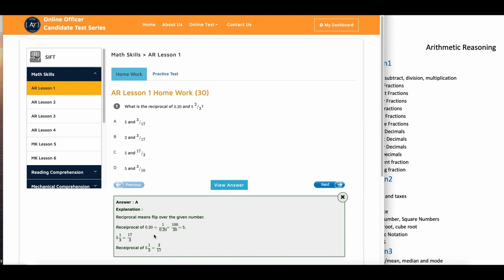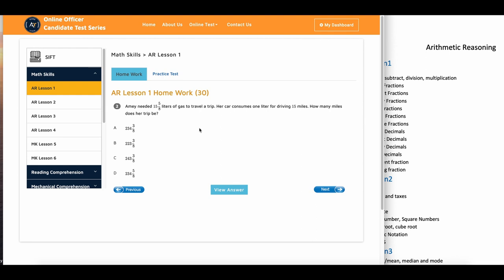So the reciprocal of 0.20 equals 1 over 20, and if you divide it, you get 5. The next one is 5 and 1/3. If you make this mixed number into an improper fraction, that gives you 17 over 3. If you flip it over, that gives you 3 over 17. So that is the correct answer. So let's go to the next problem.